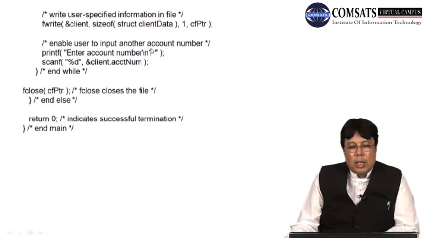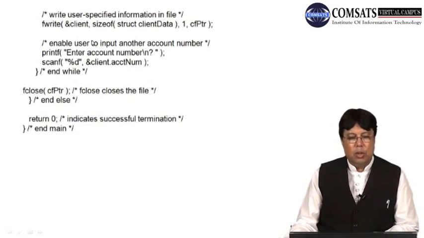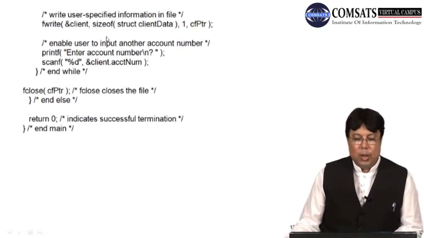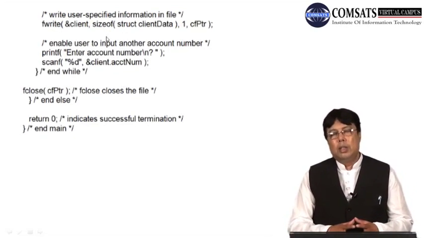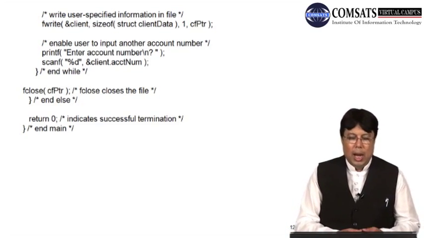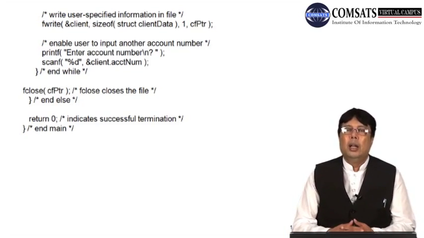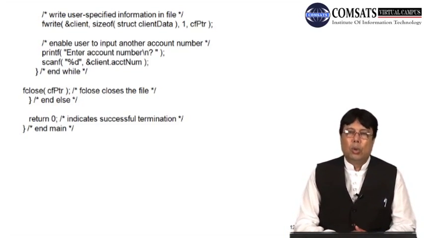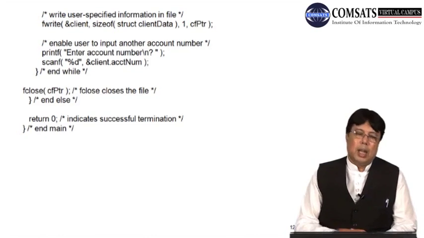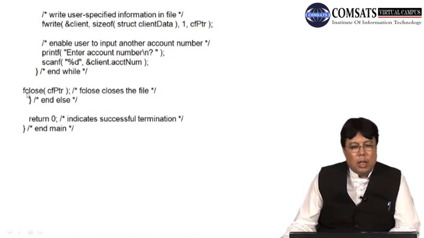Then we can just ask for another account number, read that account number, and then you can go back to the while loop. Unless you enter 0, you will keep on entering the data. You can enter the account balance as positive, negative, or equal to 0, and that will help us in manipulating the file later on when we process that particular file. So once we complete the job, then we can just close the file.